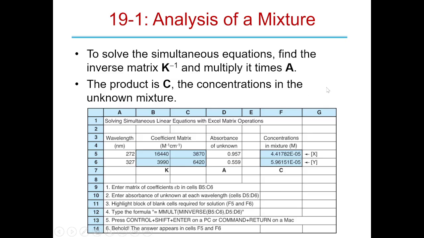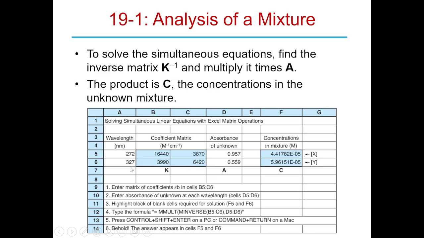Okay, so I would use Excel with a solver to solve the simultaneous equations. You would find the inverse of your matrix K, so K to the negative 1. Your matrix K is literally just your coefficient matrix. It's essentially the terms for your b, which is path length, times coefficient, right? Your molar absorptivity or your extinction coefficient. You guys okay with that?